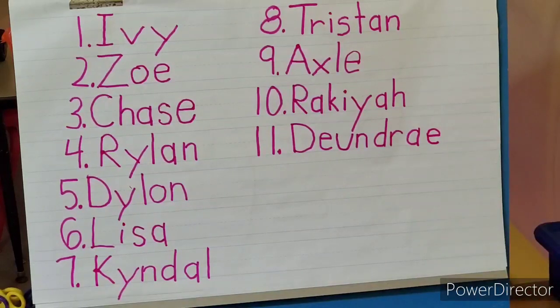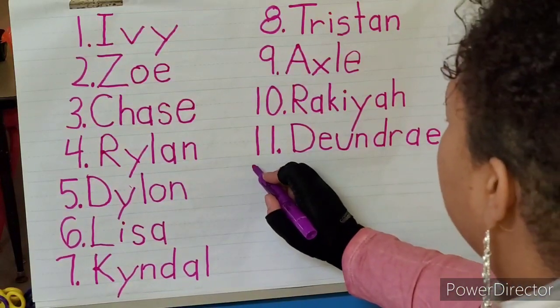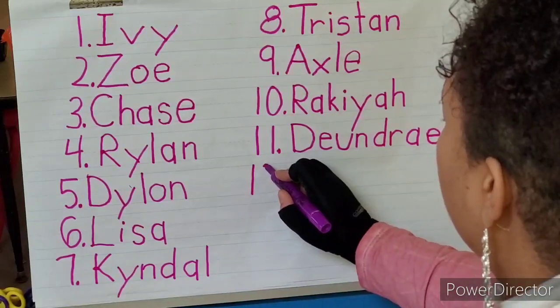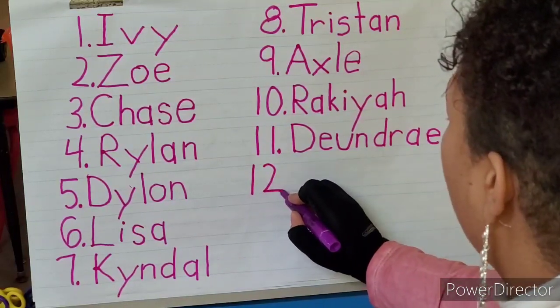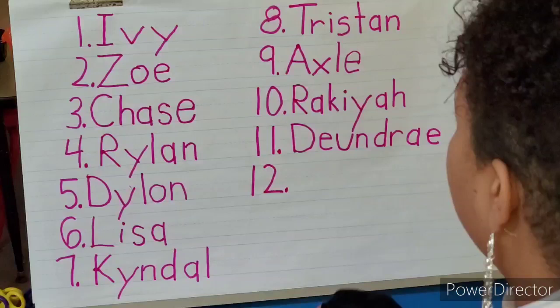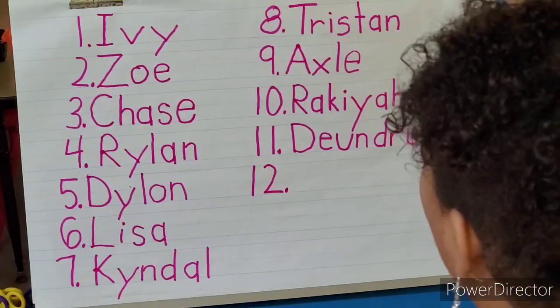Whose name did we write this time, friends? DeAndre. Friends, you are reading so well. We're moving down to friend number 12. We have 13 friends, so we only have one more to go.